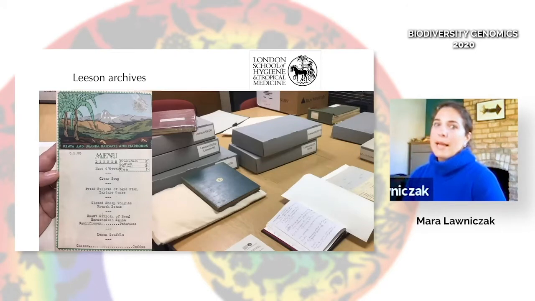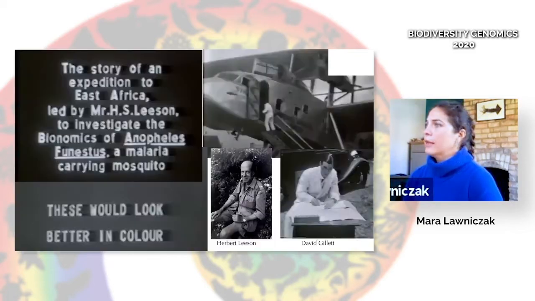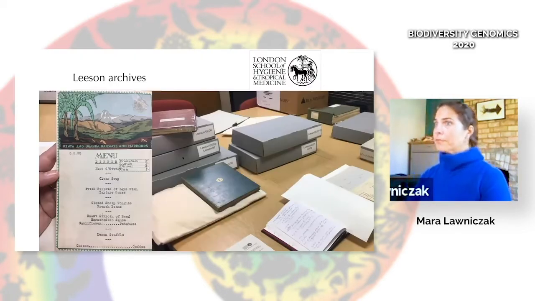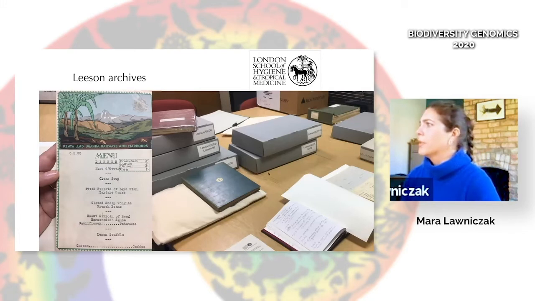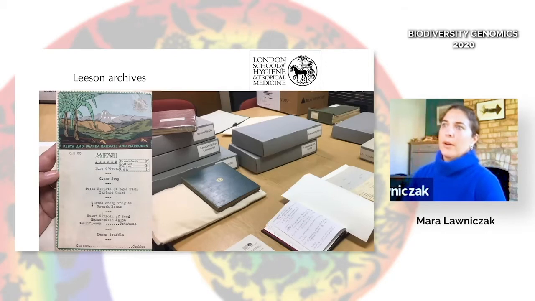One of the most fun aspects of this project is actually the fact that you can go back into archives of people who were traveling around Africa and trying to study different species of Anopheles mosquitoes. And so here are the boxes of a man's collection from 1936. This is a guy called Herbert Leeson who went to Africa to study Anopheles funestus. And in these boxes are all sorts of interesting things, drawings and maps. Here's a menu in which they were on the train and there were glazed sheep tongues available for lunch.